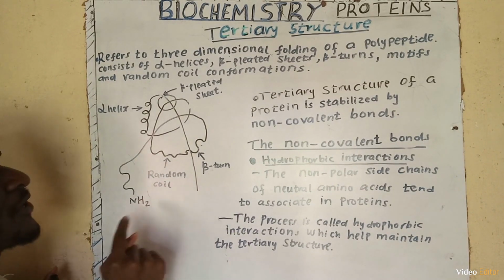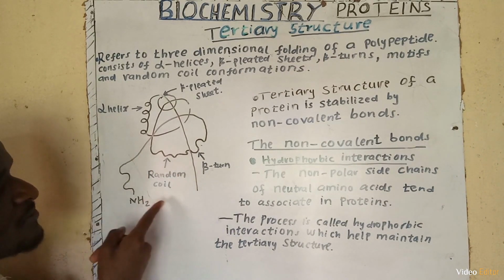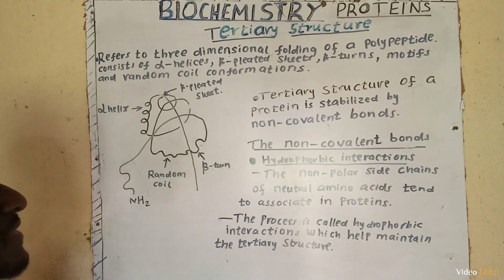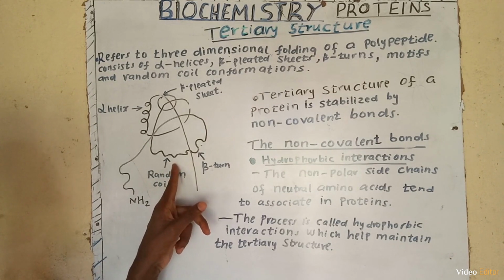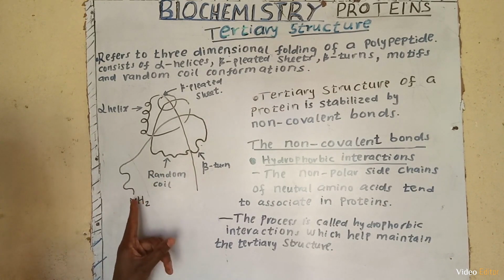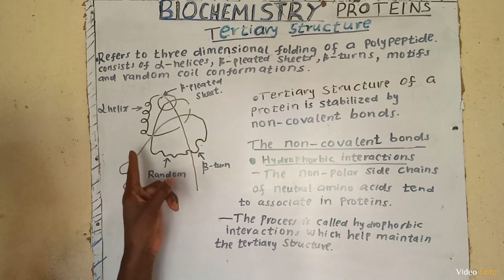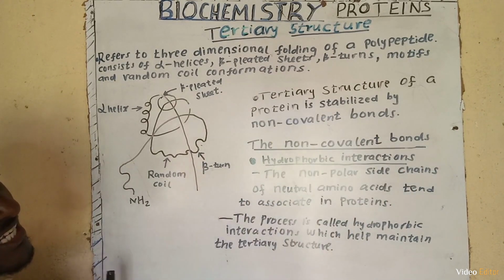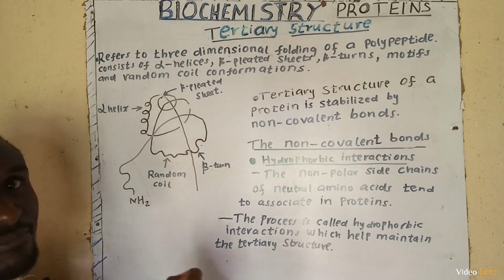Then we have random coil conformation. We said that at a random coil conformation, there is no order. That is a disordered conformation where we do not have alpha helices or beta pleated sheets nor beta turns. So that one is known as random coil conformation. I have also shown an amino group. This is the terminal end of a given protein. Then the tertiary structure of a protein is stabilized by non-covalent bonds.